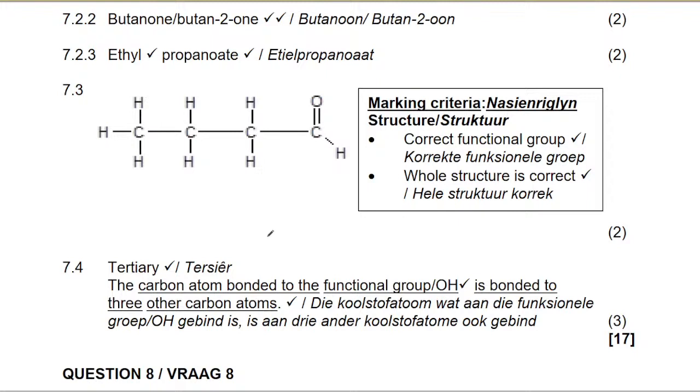7.4, is compound D a primary, secondary, or tertiary alcohol? Compound D is an alcohol. Is it primary, secondary, or tertiary? And then explain the answer. It is a tertiary alcohol. Why? Because the carbon atom bonded to the functional group OH is bonded to 3 other carbons. So I think that will be part marking for the second part of the answer.